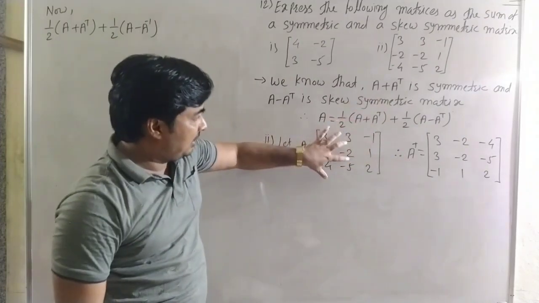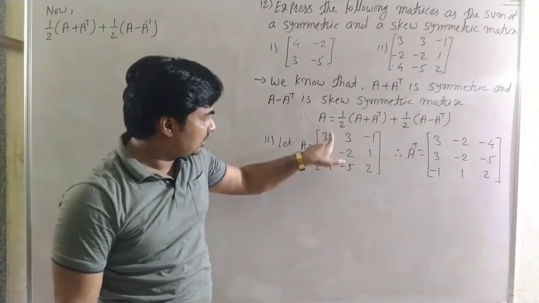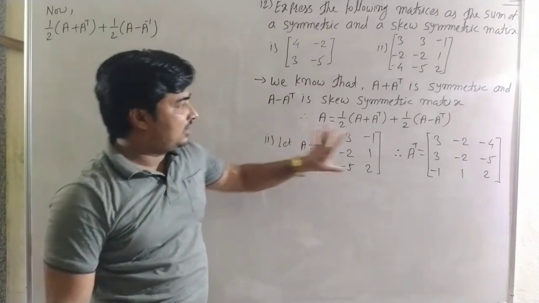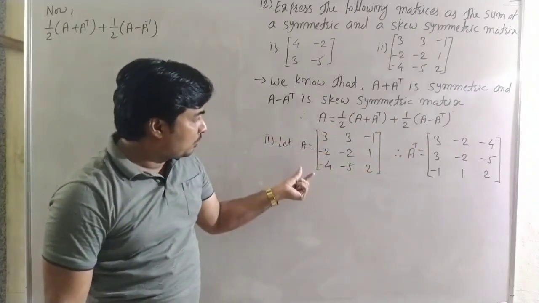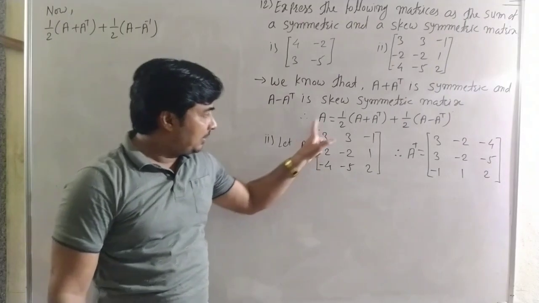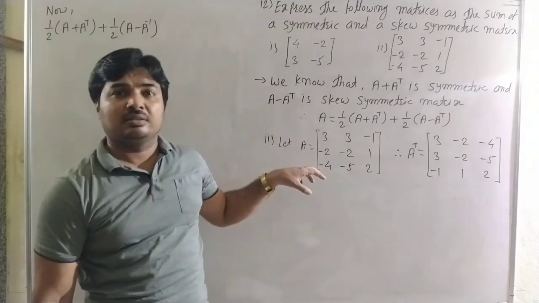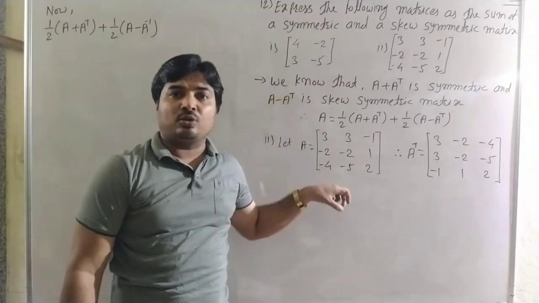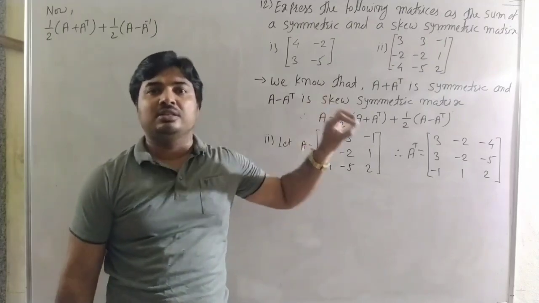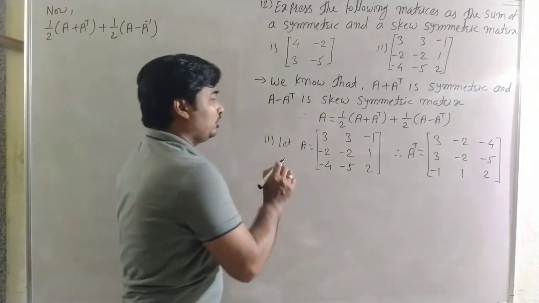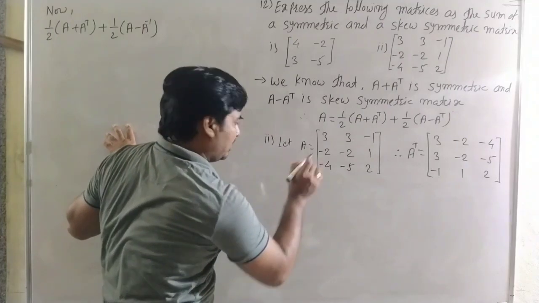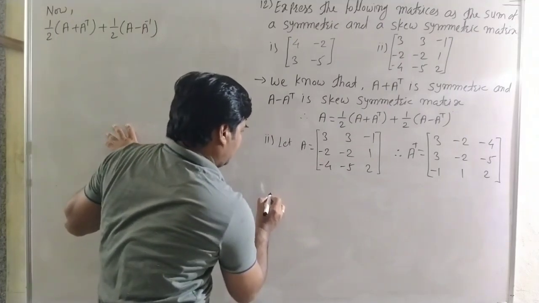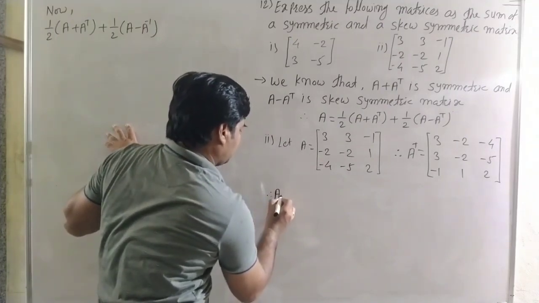Okay, it is a matrix. Here we want to prove that the matrix A is the addition of a symmetric matrix and a skew symmetric matrix. Therefore, we know that the symmetric part is built from A plus A transpose. Therefore, we can find A plus A transpose.